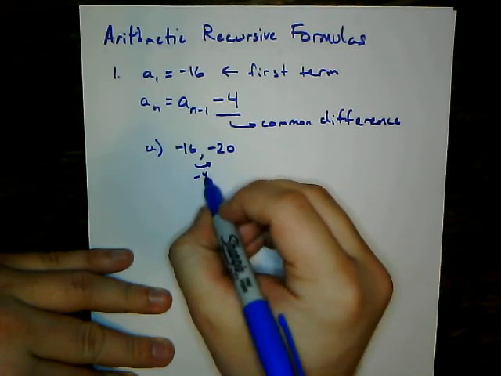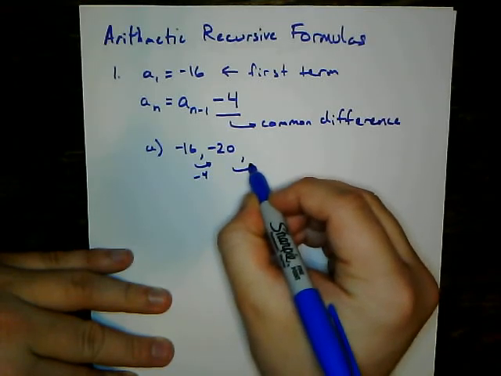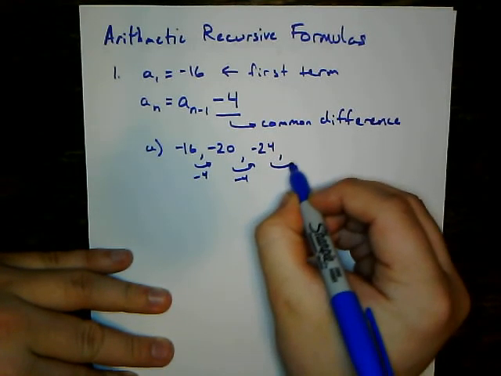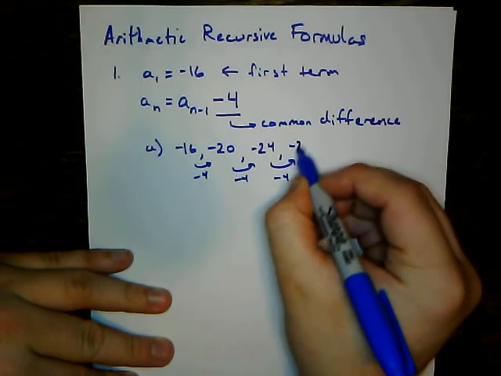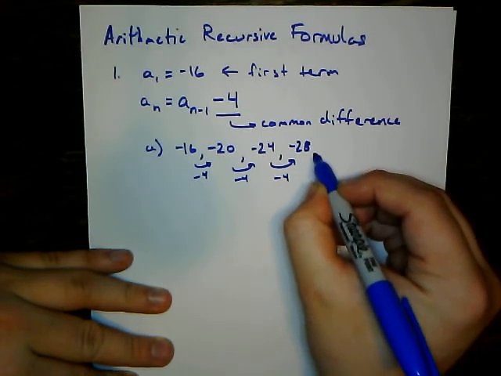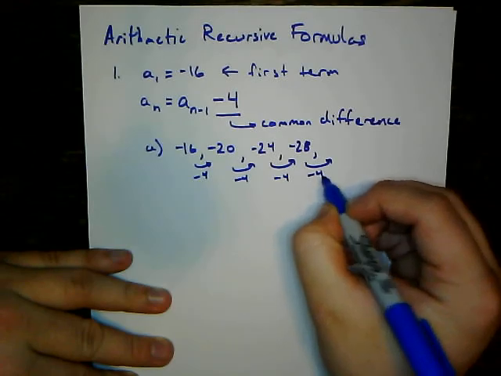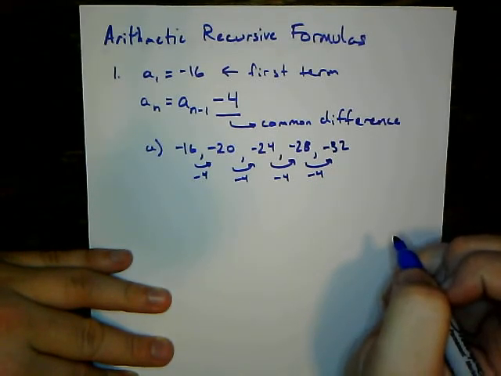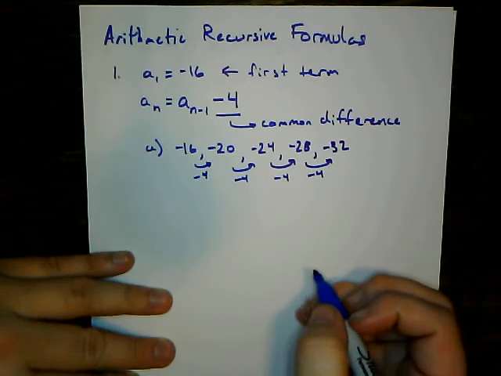Minus 4. Then we want to minus 4 again. We're going to have negative 24. Minus 4 again, negative 28. And if we do it one more time, we'll get that fifth term of minus 32. So that's what our first 5 terms are going to look like.